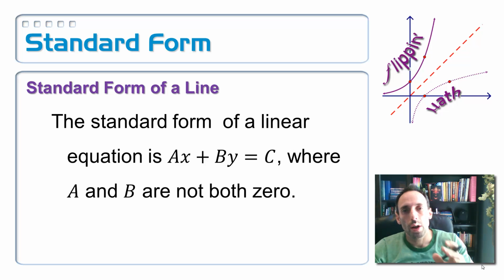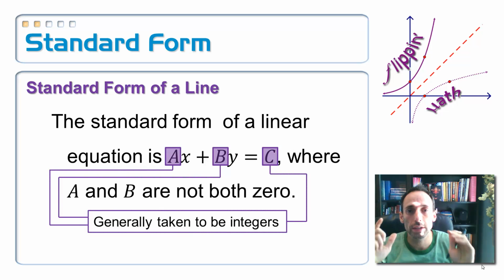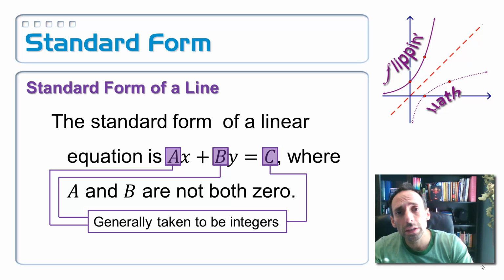Okay, now another thing I'm going to point out to you is something about the A, the B, and the C. The A and the B and the C are usually taken to be integers. So I want you to make some sort of note about this, because I'm going to ask you in the next lesson to write your equation in standard form, and if you leave fractions, I'm going to take off some points because I want them to be integers.